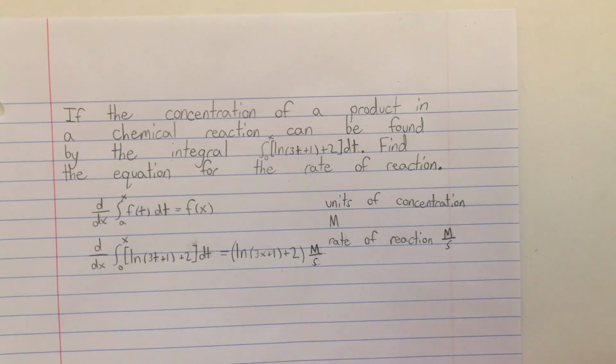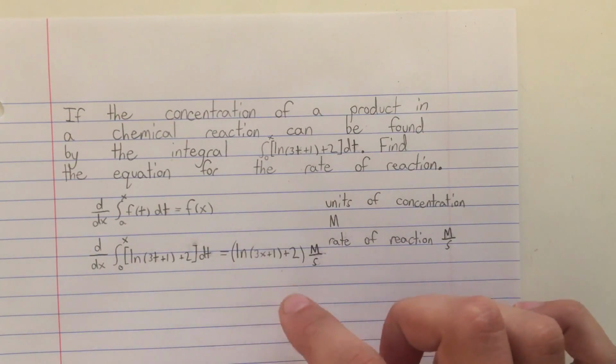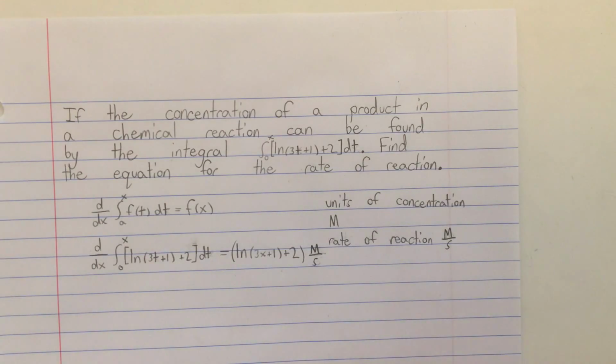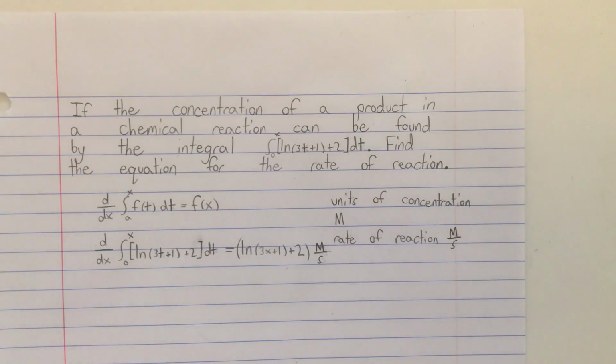So what we can do here, just based off of what we have for part 1 of the fundamental theorem, we can see that the inside is going to be the function that shows us the rate of reaction, right? Because that's the derivative of the integral, and what's inside just comes out at the end to be ln of 3x plus 1 plus 2 molarities per second.